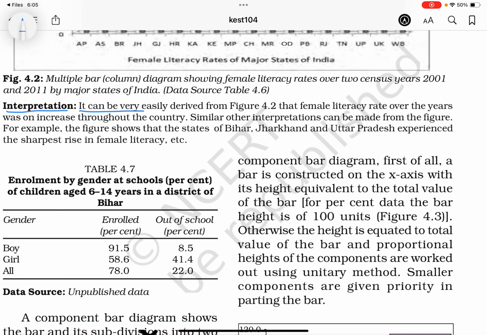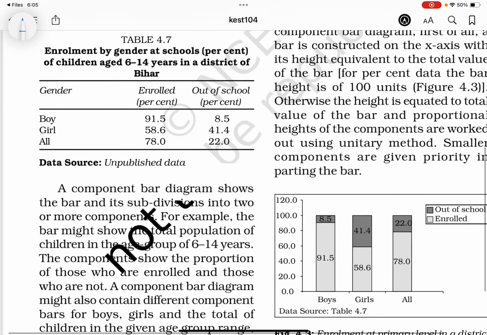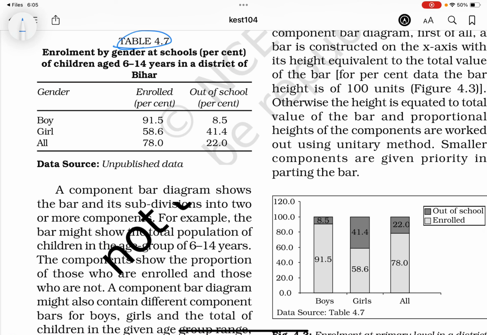Interpretation: it can be very easily derived from figure 4.2 that the female literacy rate over the years was on the increase throughout the country. Similar other interpretations can be made from the figure. For example, the figure shows that the states of Bihar, Jharkhand, Uttar Pradesh experienced the sharpest rise in female literacy rate. Table 4.7: Enrollment by gender at schools.